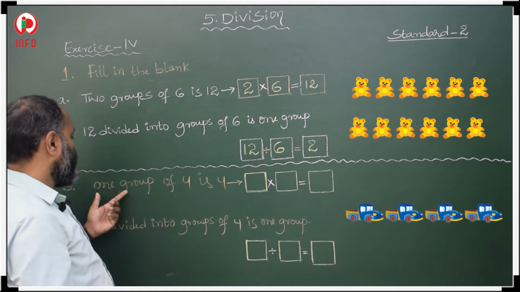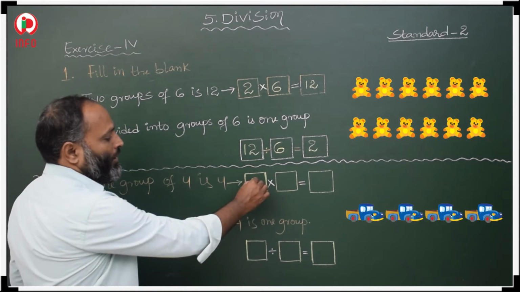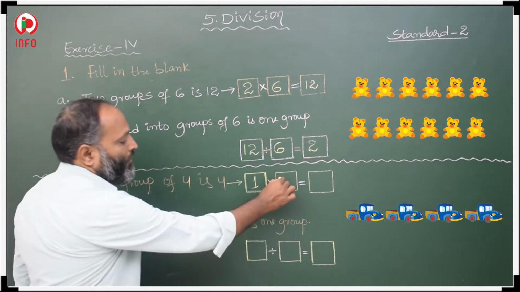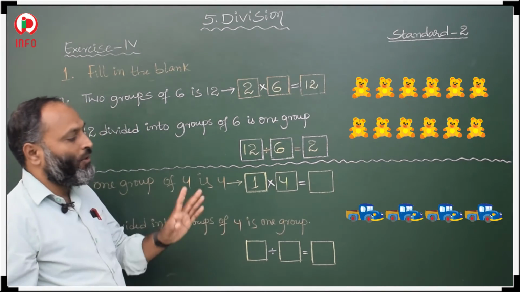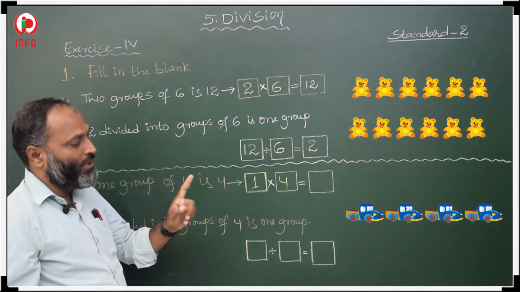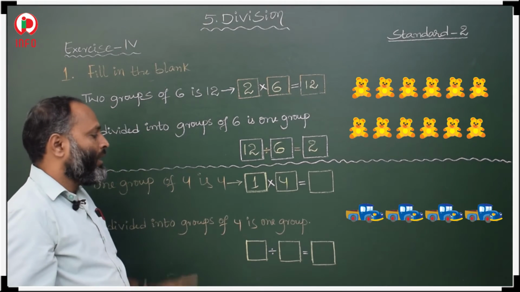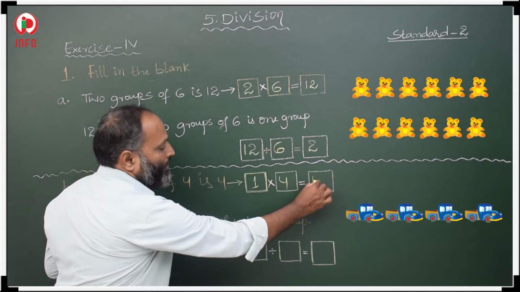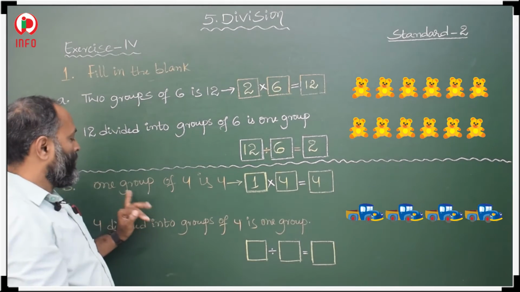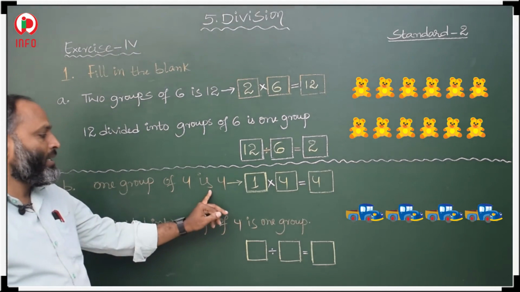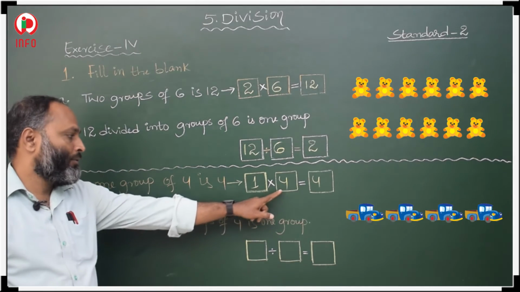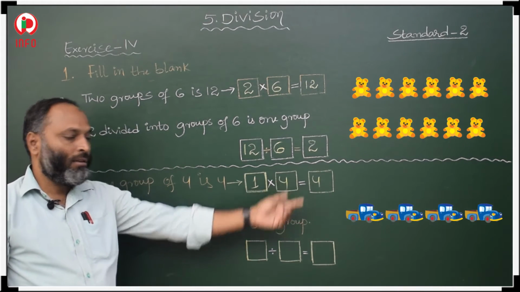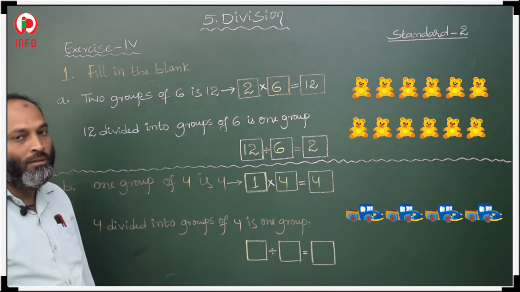Here is the mathematical statement. One group. How many groups? Only one group is given. One group of 4 trucks. How many toys were there? 1, 2, 3, 4. 4 toys were there. So, it is only one group. One group of 4 toys is 4. It means one group of 4 toys is equal to a total of 4 toys.